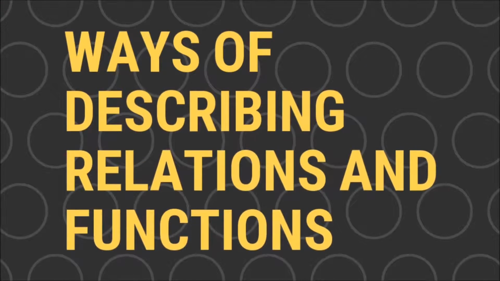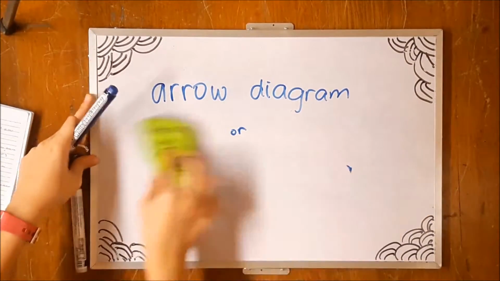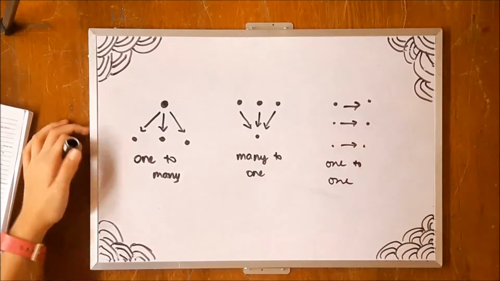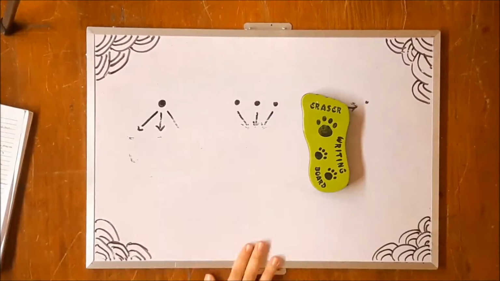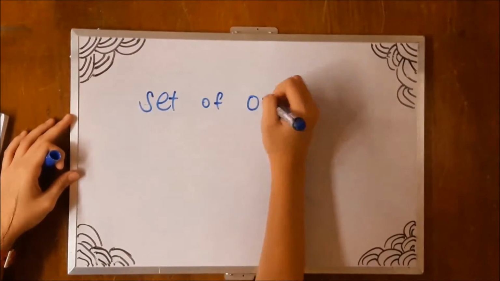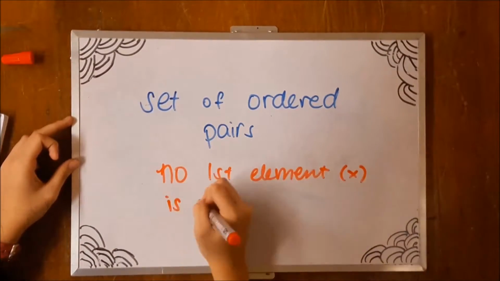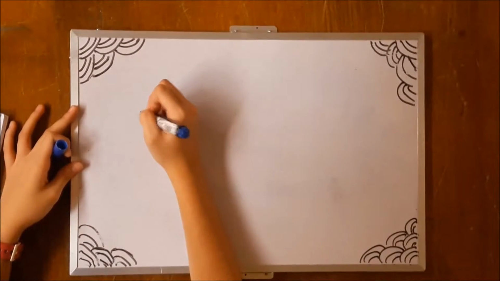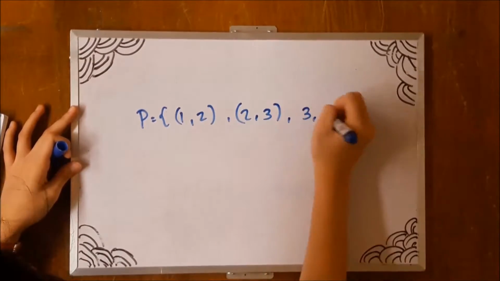Here are some ways of describing relations and functions. First is the arrow diagram or mapping. The examples are what was shown in the types of correspondence: one-to-many, many-to-one, and one-to-one. Second is the set of ordered pairs in which no first element or X is repeated. For example, P is a set of three ordered pairs: (1, 2), (2, 3), and (3, 4).